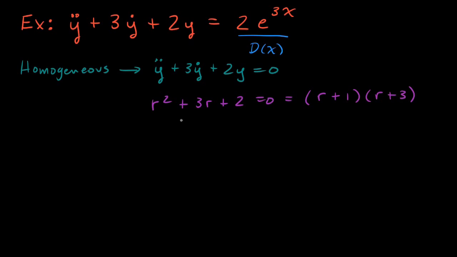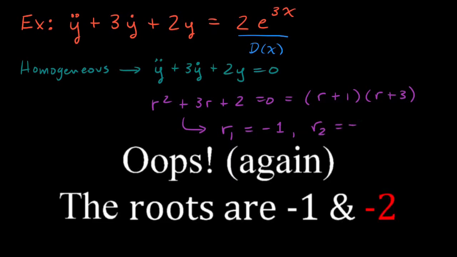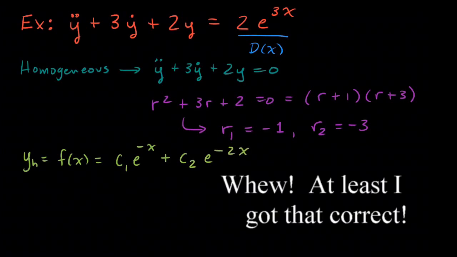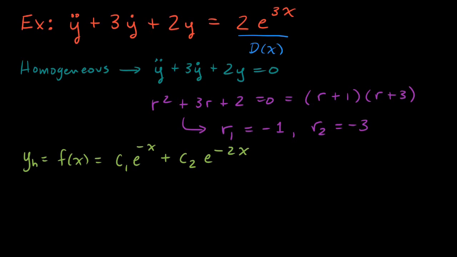Okay, so we can tell by inspection that we're going to have the roots r1 equals -1 and r2 equals -2. So the general solution to the homogeneous case is going to look something like y sub h equals f of x equals c1 e to the minus x plus c2 e to the minus 2x. And again, that solution method comes from our prior discussion on homogeneous equations.